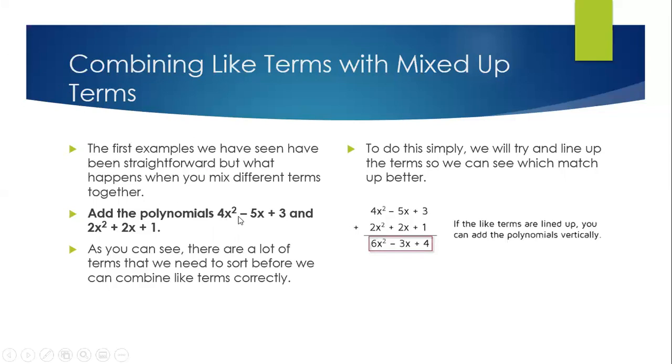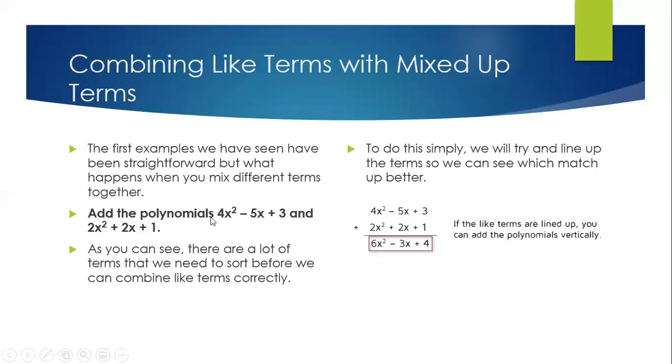So, we need to add together 4x squared minus 5x plus 3 and 2x squared plus 2x plus 1. So, we're going to need to sort these terms out before we can combine like terms correctly. To do this, we're going to make it easy on ourselves. We're going to do the easiest possible thing, because in math, you don't want to do the harder thing necessarily. You want to do the easier thing. You can do it the hard way if you want, but you don't want to. So what's the easiest way to do this?